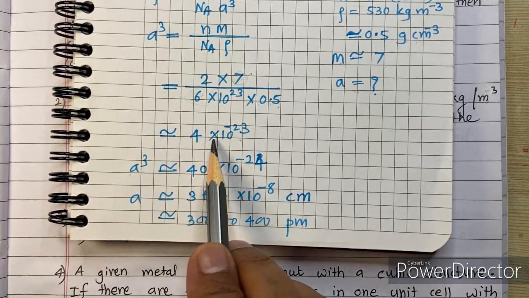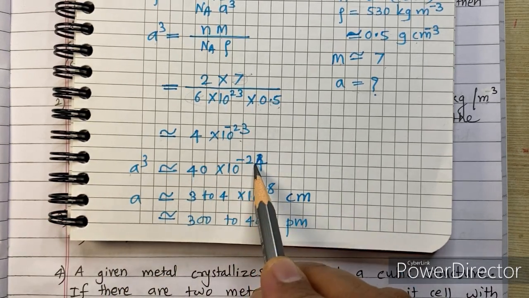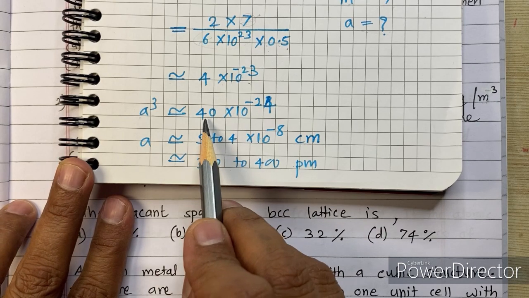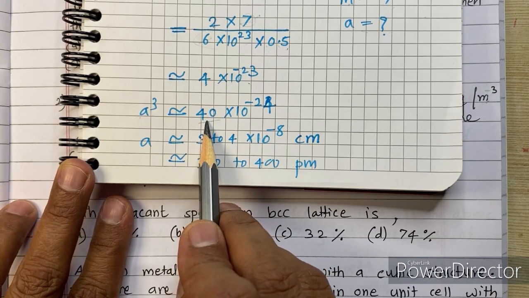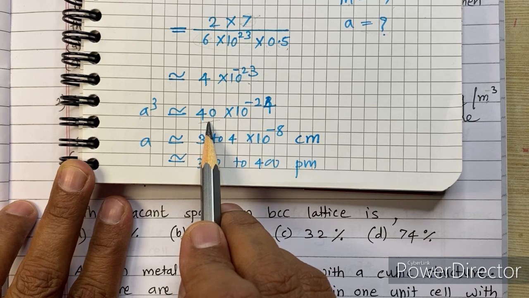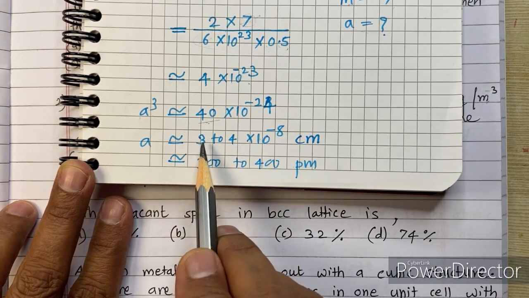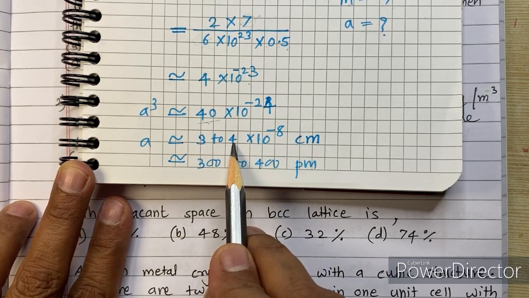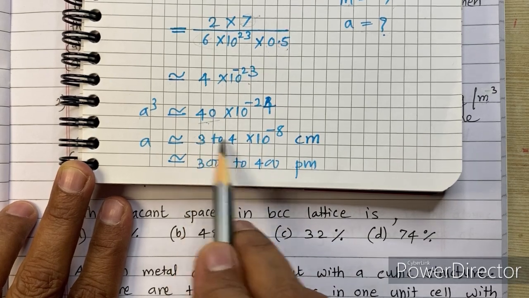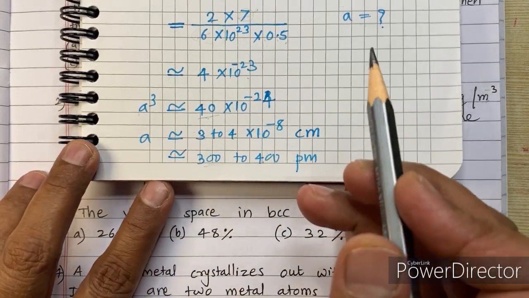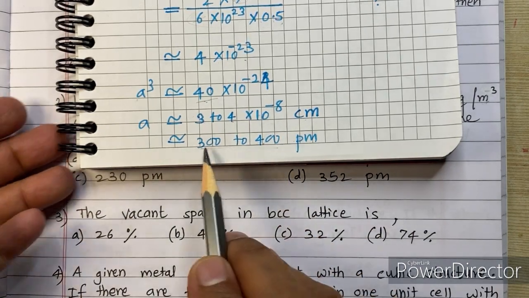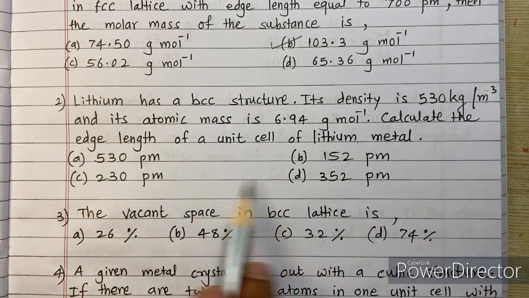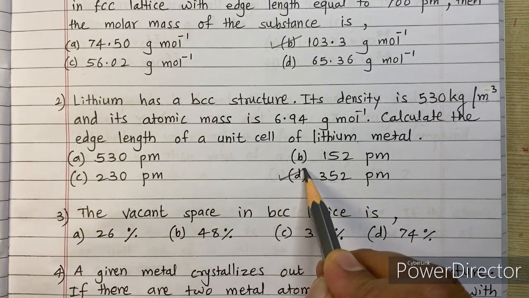A cube. Now convert this into minus 24. Therefore, its cube root is 10 raised to minus 8. Okay. And now it becomes 40. This is a cube root of in between 3 to 4. That is cube root of cube of 3 is 27 and cube of 4 is 64. In between this value, therefore, it is in between this. Therefore, this much centimeter in picometer, this much, that is 300 to 400. Now find out this value here, 300 to 400, that is this one.